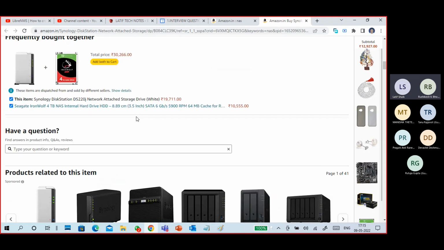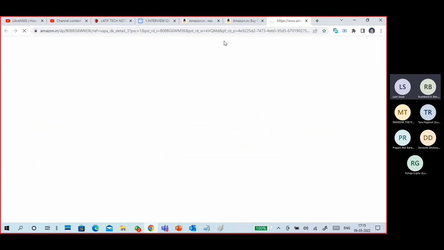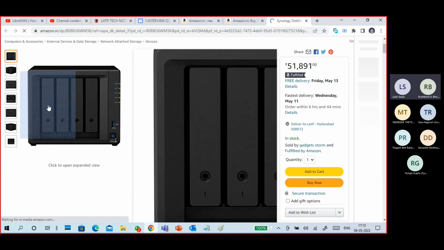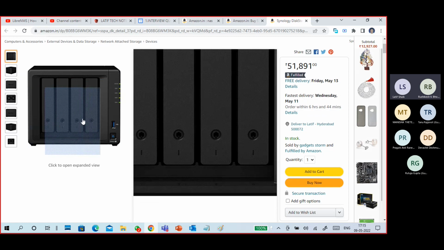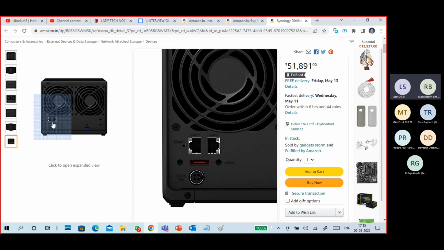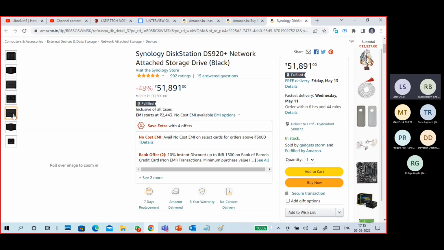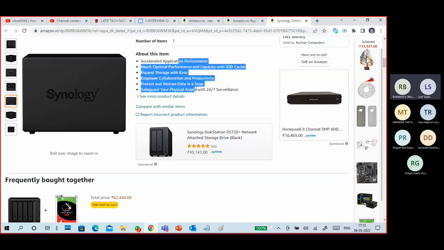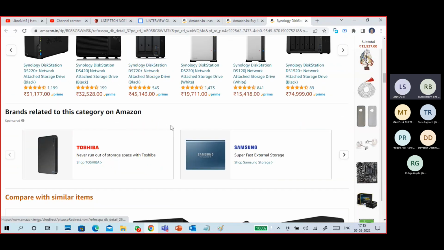Not only this, you can see there are other models, bigger models also. See, it is a 4 bay, 4 disk model. You can connect disk 1, disk 2, disk 3, disk 4. Simply open the screw, insert the disk, power on, and 2 LAN connections are also there. And of course, we can configure RAID configurations on it.